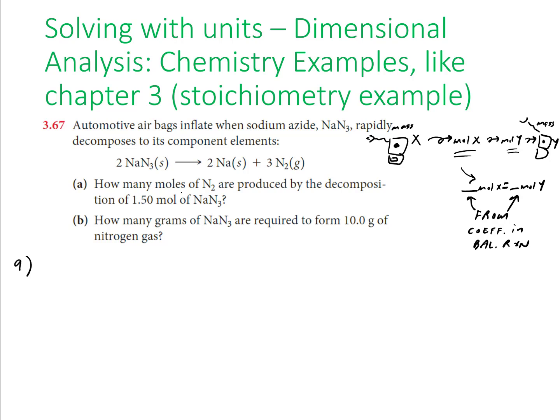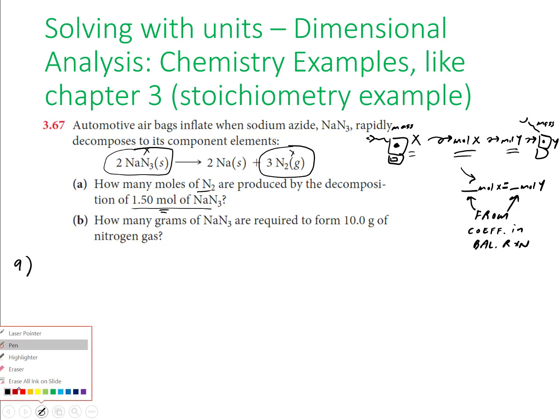Okay, so it says how many moles of N2 are produced by the decomposition of 1.5 moles of sodium azide. So the connection is going to be between this substance and this substance. In my little flowchart, I wrote X and Y here. This is X and this is Y, substance X, substance Y. So this is just from moles to moles. So this problem, we're just going from here to here. This should only be one step in this problem.